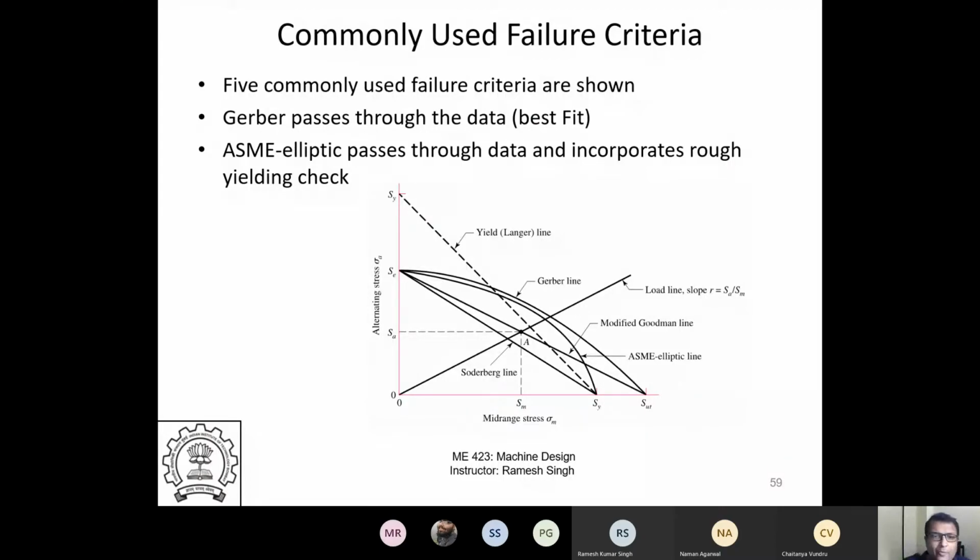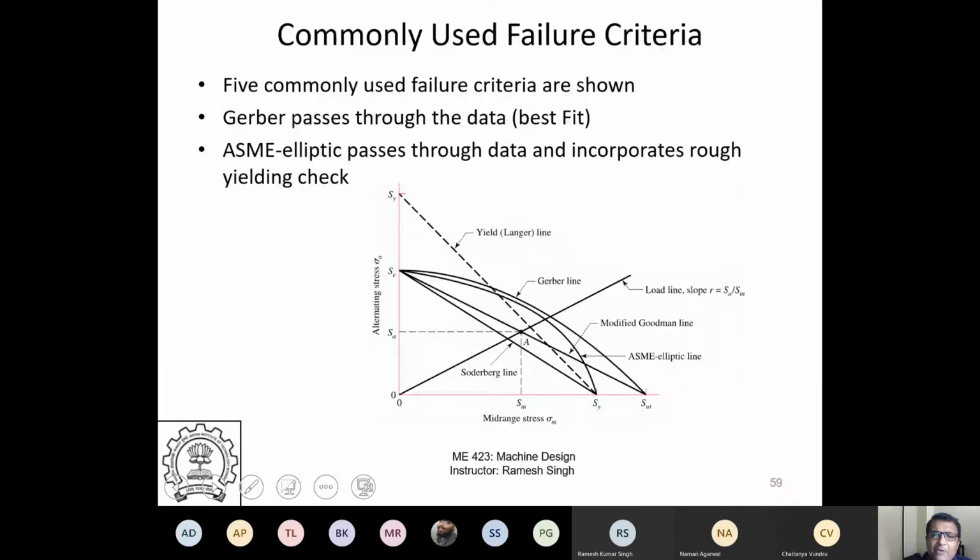Today what we plan to do is discuss all these criteria for fatigue. How do you predict whether it will fail or not, if you have any load distribution? If you have alternating and mid-range stress, and you can quantify it, how do you predict what kind of failures would occur?